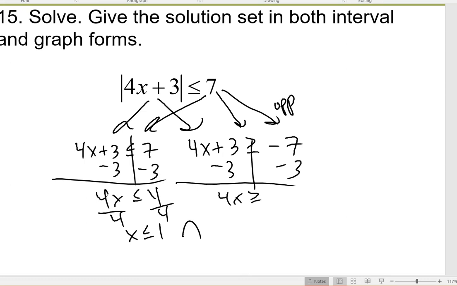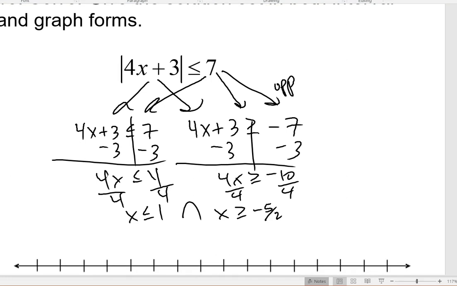4x greater than negative 10. Don't leave it as negative 10. Reduce that. Negative 5 halves. Or think of it as 2.5. What would the graph of this look like? I'm thinking it's an and.